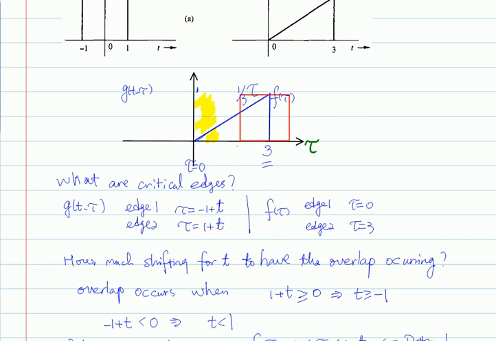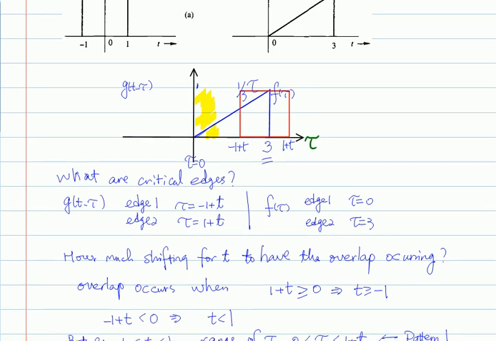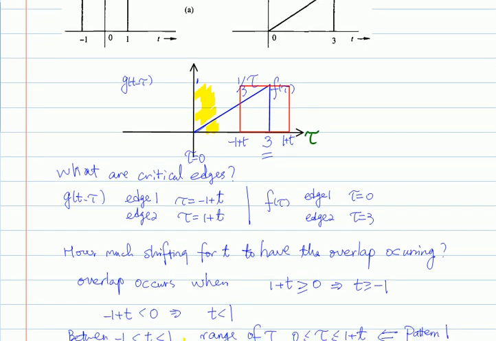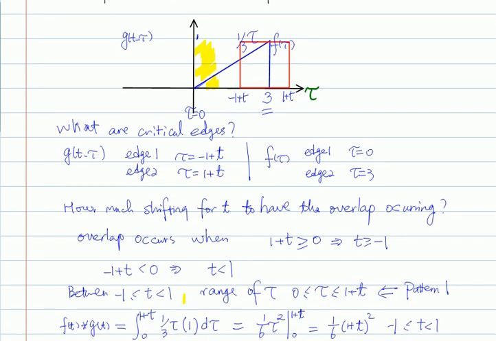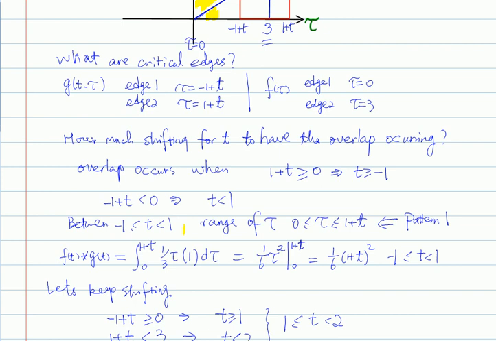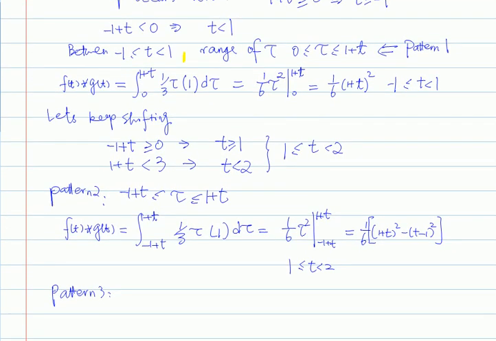When I shift to this location, let's label this one here. This is -1 plus t, and this is still 1 plus t here. So what's happening is the edge 1 plus t is on the right side of 3, and the edge -1 plus t is still on the left side of the 3 here. So let's take a look at the relationship between these two edges, and what that gives us for the shifting value of t.